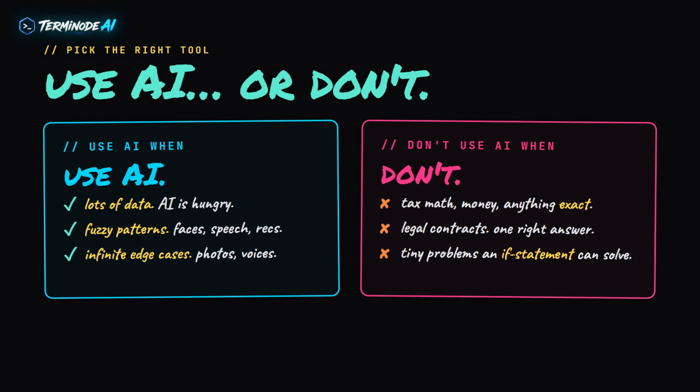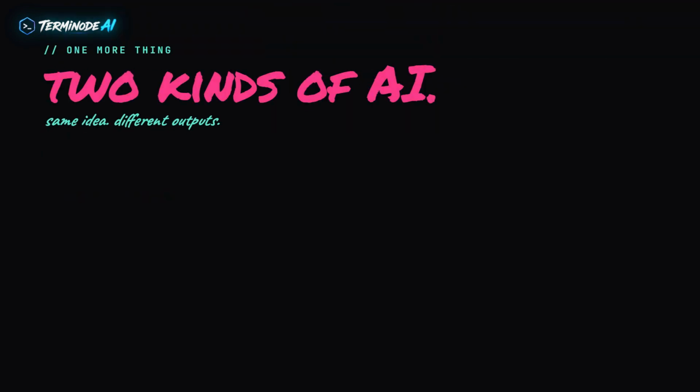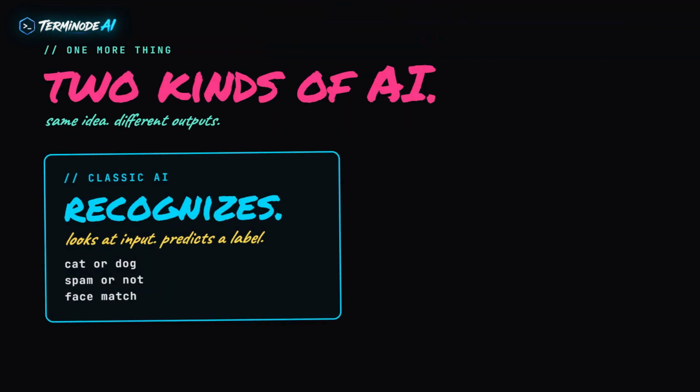When should you not use AI? When you need exact answers, tax, math, legal contracts, anything with one clear right answer. For those, write code. Code is for rules. AI is for patterns. Pick the right tool for the job. This is the most common mistake beginners make. They reach for AI when a simple if statement would do.